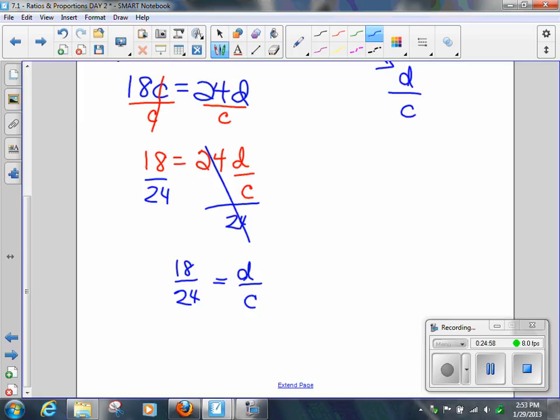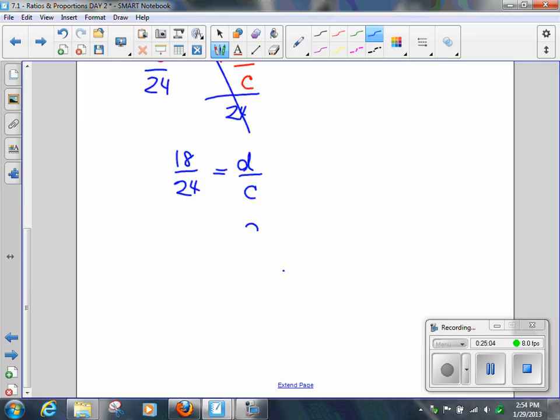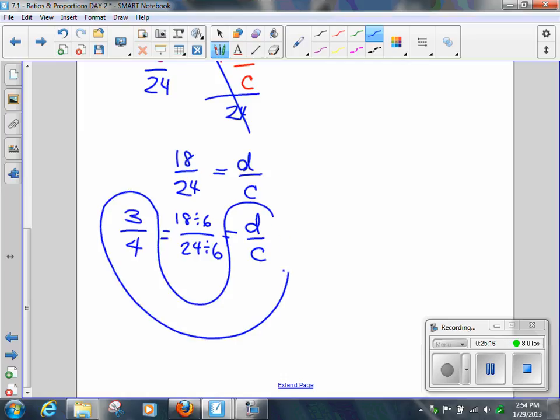It's not in simplest form. Zoe, how do I put it in simplest form? 6 goes into both of those how many times? Which is going to give me 3 over 4. So D over C is equal to 3 over 4. Do you guys see what I'm doing here? I guarantee you will see that again.